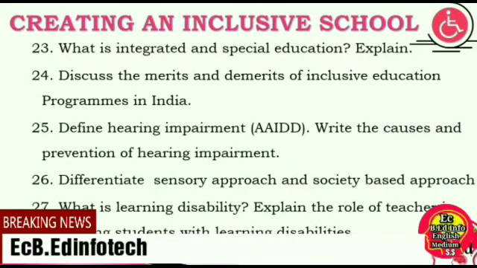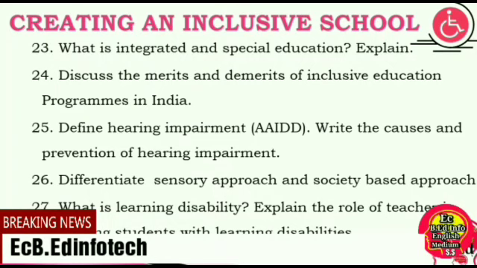23. What is integrated and special education? Explain. 24. Discuss the merits and demerits of inclusive education programs in India. 25. Define hearing impairment. Write the causes and prevention of hearing impairment.